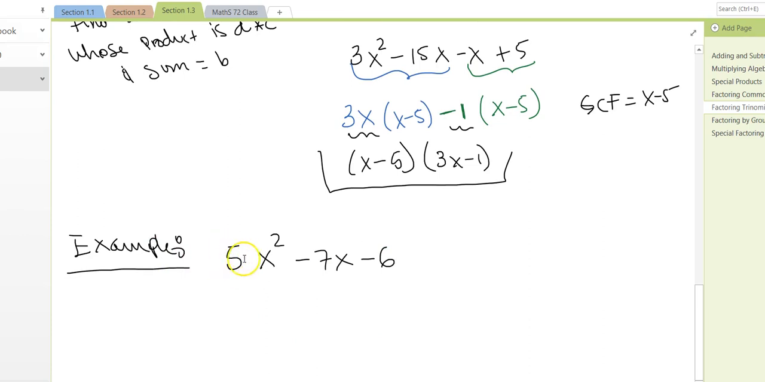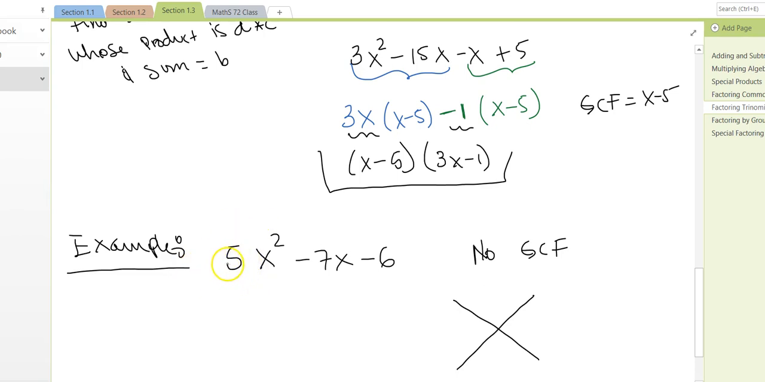First of all, does 5 go into anything else in here? And it doesn't, so I don't have a GCF. Always look for a GCF before you start factoring. So there's no GCF, so I'm going to do the AC method, and you're welcome to do trial and error or whatever other method you prefer.